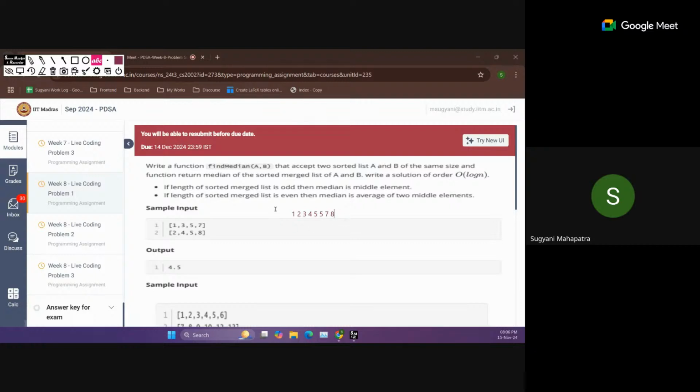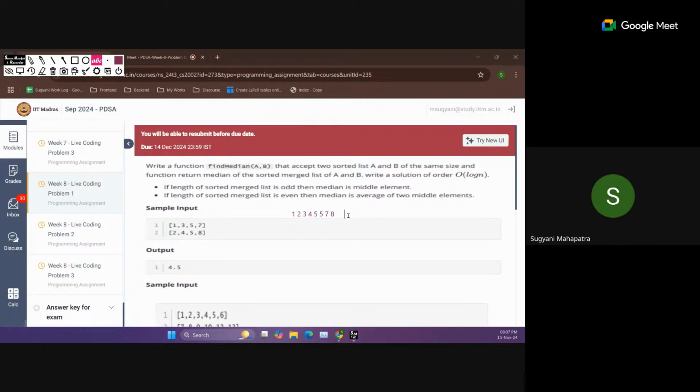For this particular example, what will be the median? We have these two lists, both of the same size. We perform the merge operation, which gives us 1, 2, 3, 4, 5, 5, 7, 8. In this list we have to find the median element. There are two middle elements, one is 4 and the other is 5. So we take the average of these two elements, which is 4.5. That should be the output.